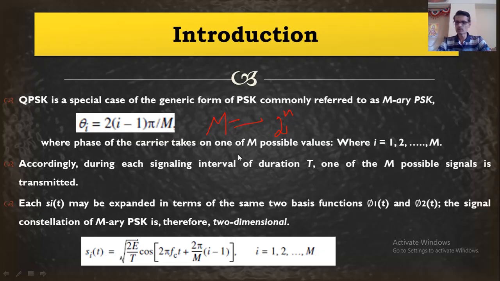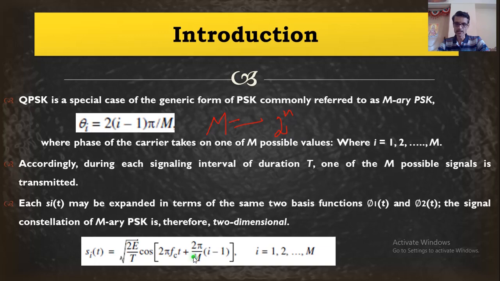In that case, out of M signals, one signal will be transmitted during the symbol duration, right? We will have 2 basis functions to represent those signals, because we are using 2 quadrature phase carriers, sine and cos, right? And the signal space diagram will be a 2-dimensional signal space diagram. Again, for QPSK we have a 2-dimensional signal space diagram, or maybe M is equal to 8, in that case also we get a 2-dimensional signal space diagram. In general, it is a 2-dimensional signal space diagram, and the transmitted signal is equal to root of 2E by T cos 2 pi fct plus the phase. This is the phase variation.